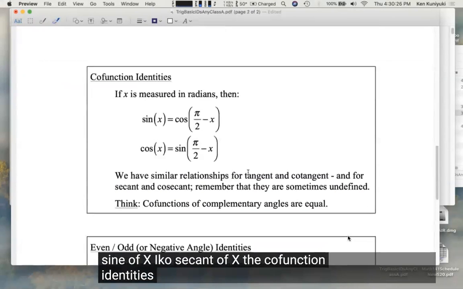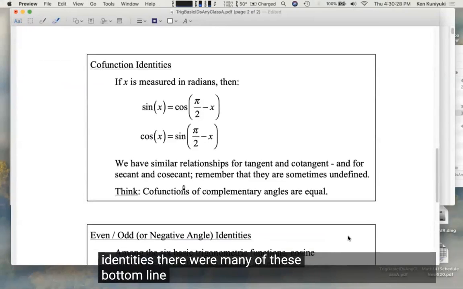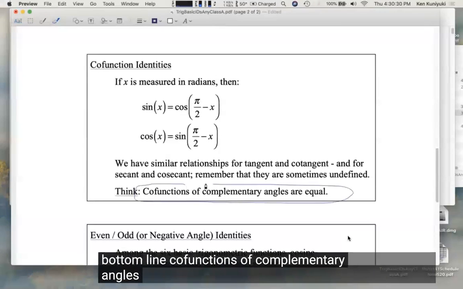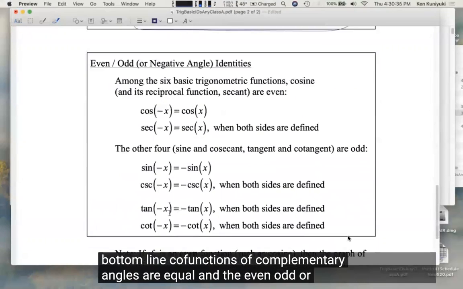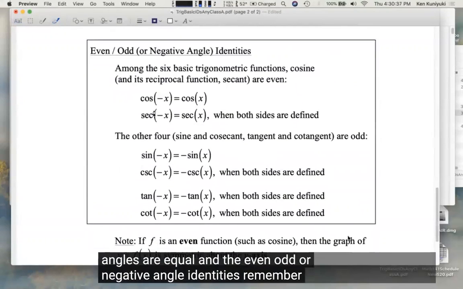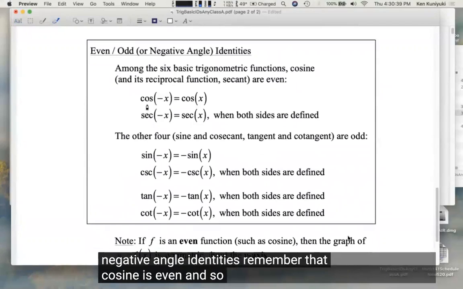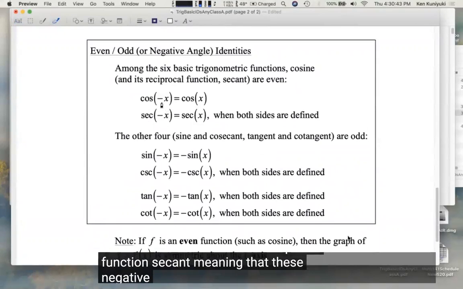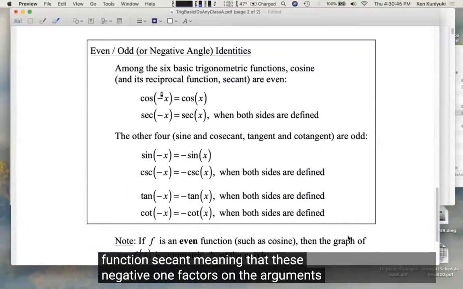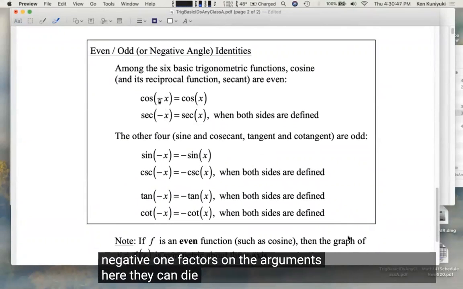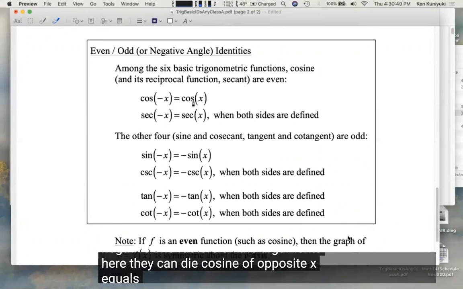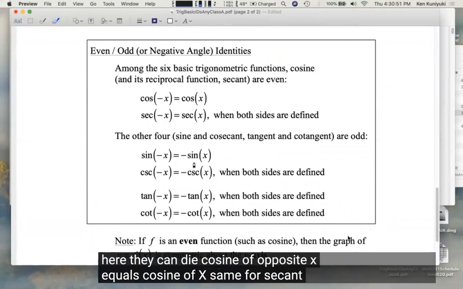The cofunction identities, there were many of these. Bottom line, cofunctions of complementary angles are equal. And the even odd or negative angle identities. Remember that cosine is even, and so is its reciprocal function secant, meaning that these -1 factors on the arguments here can die. Cosine of opposite x equals cosine of x, same for secant.